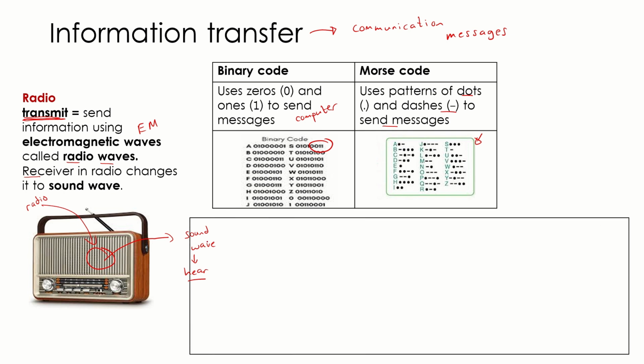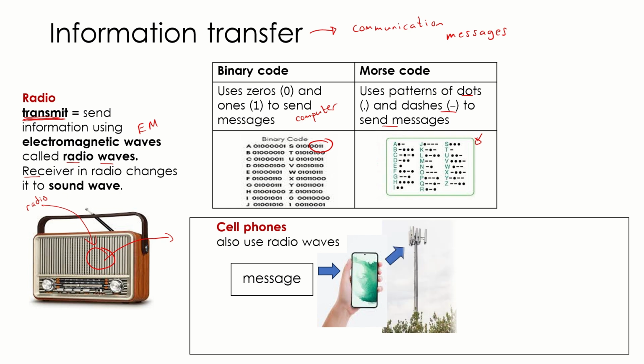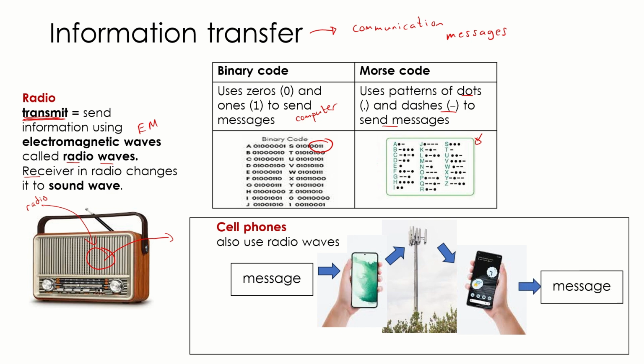Now we're going to speak more about how cell phones work. So cell phones also use radio waves. The first thing we do is we put a message into our phone. After we put the message in our phone, the phone will send the message to the cell tower as a radio wave, and the cell tower sends a message back to your friend's phone, and your friend will see the message. So this is how cell phones use radio waves to send messages.